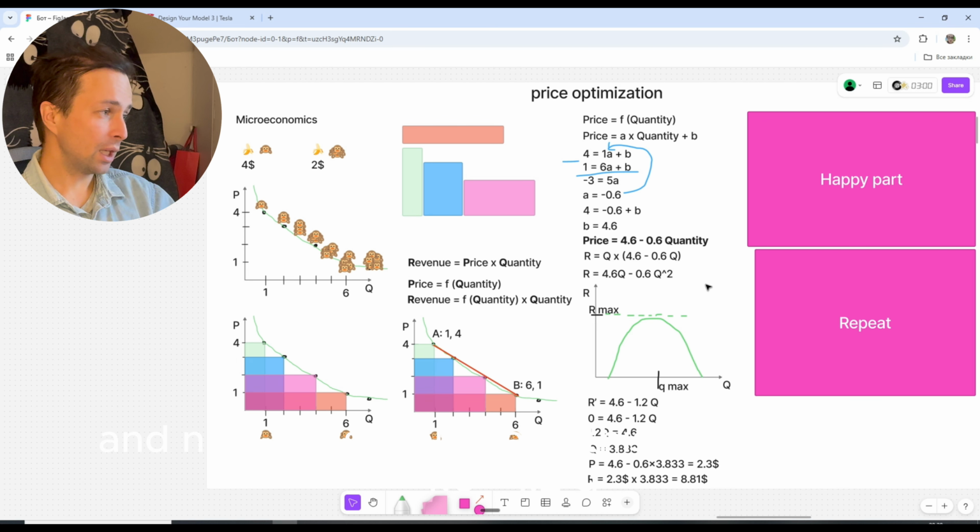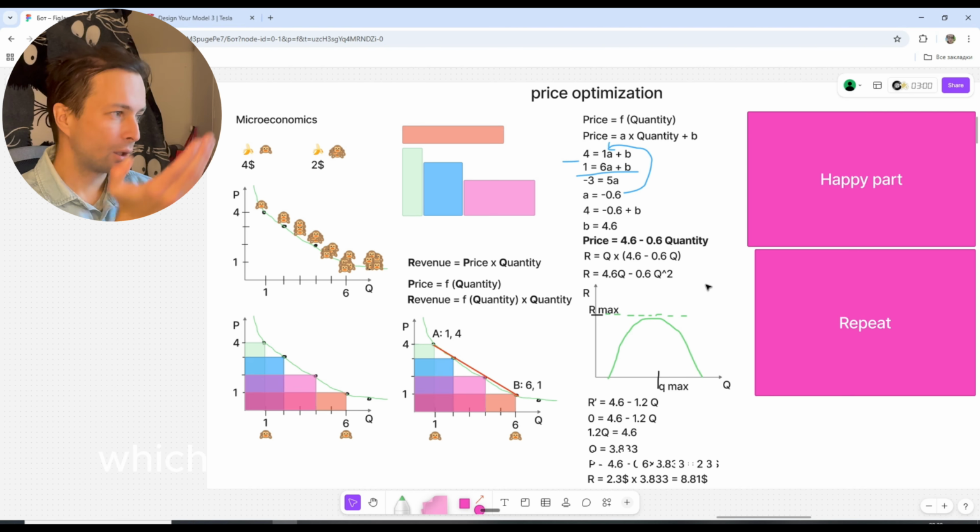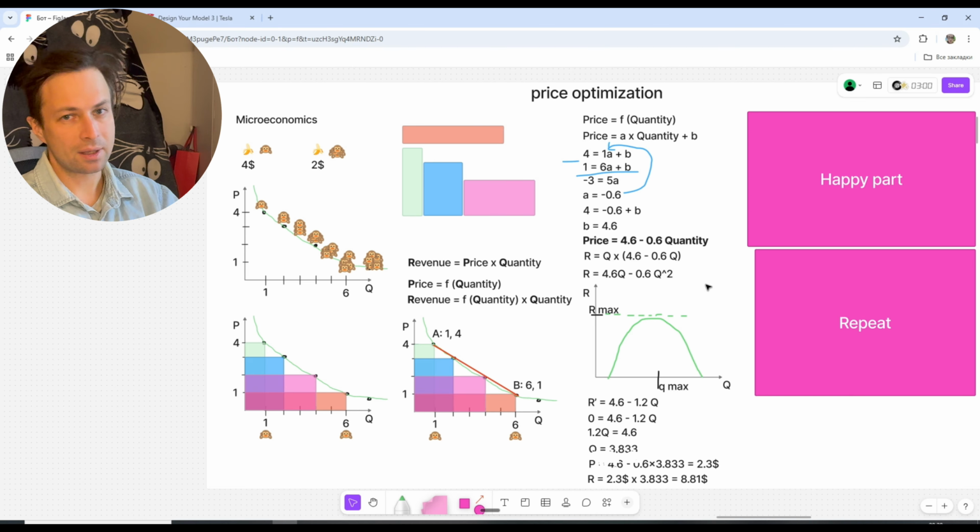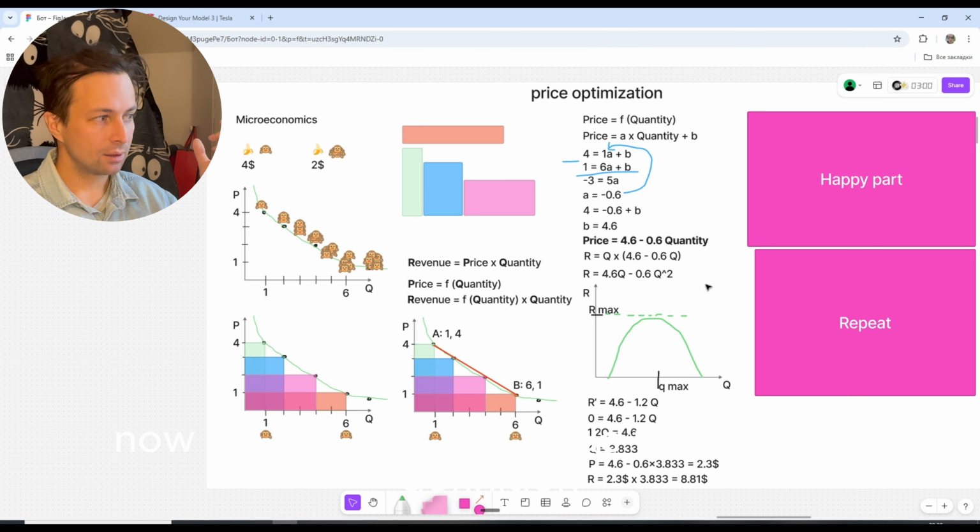Okay, and now we simply have this equation: 0 equals 4.6 minus 1.2q, which means that q equals 3.833. Now we can add this value to the price definition. We remember that price was 4.6 minus 0.6 of quantity. 4.6 minus 0.6 multiplied by this q equals $2.3.